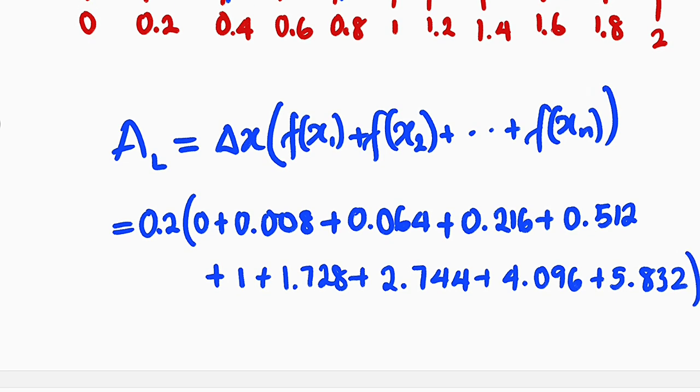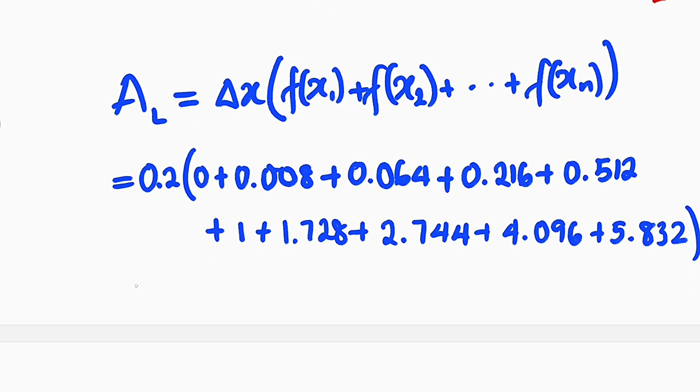Remember, we have to take 10 values: 1, 2, 3, 4, 5, 6, 7, 8, 9, 10. So we need to add all of them together, then we multiply by this 0.2 outside. So this will give us 0.2 multiplied by the whole of this. After I've added all of this, I got 16.2.